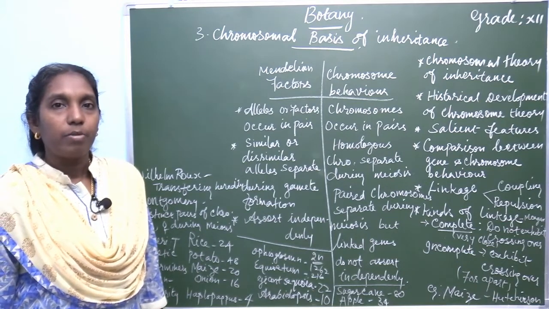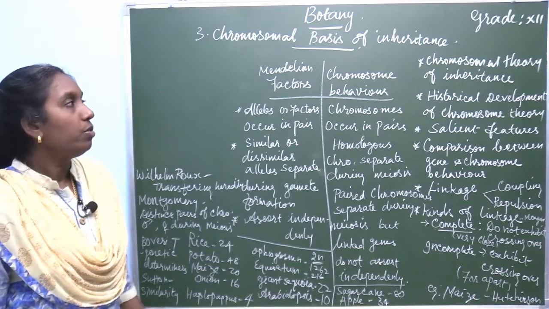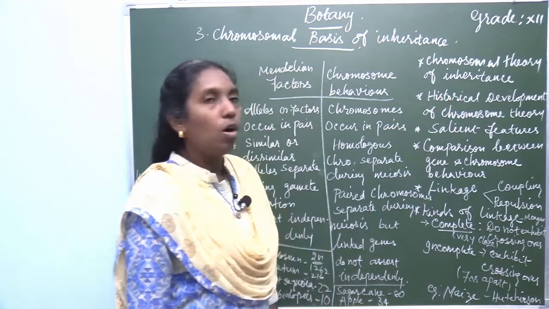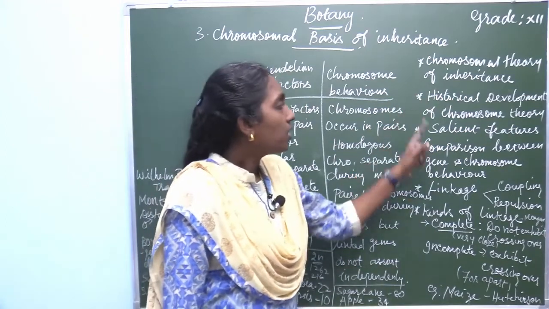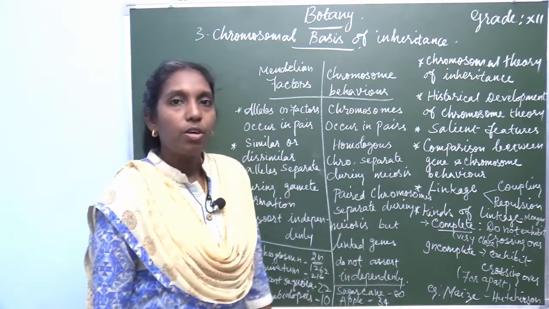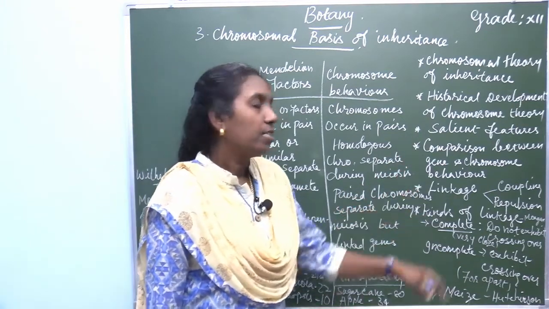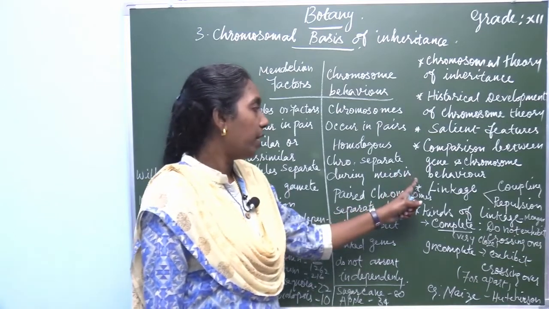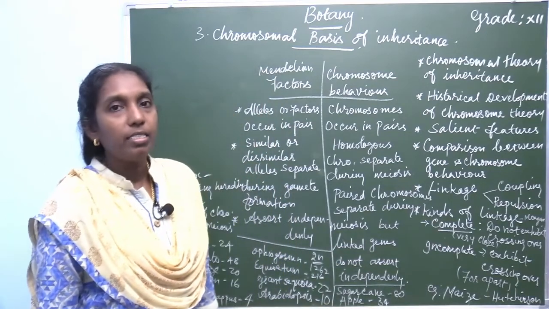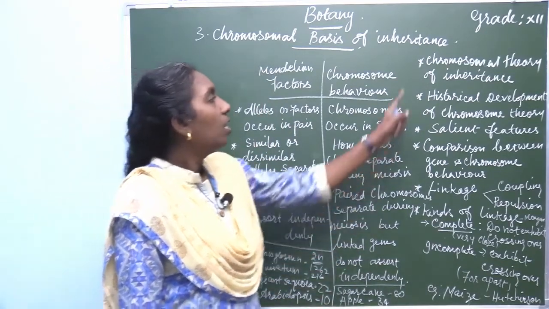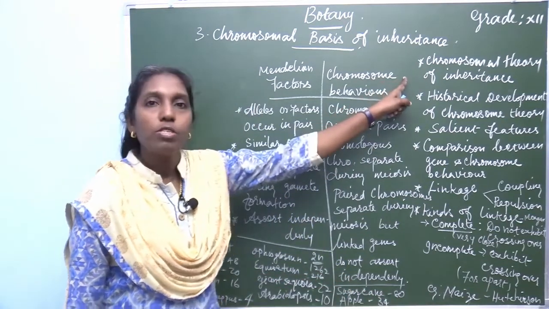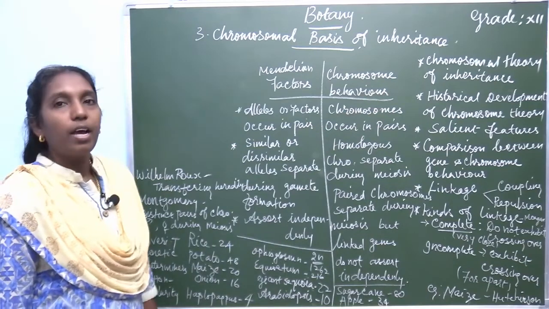Before entering into the chapter, look into the chapter outline. Chromosomal theory of inheritance, historical development of chromosome theory, salient features of chromosomal theory, comparison between gene and chromosome behavior, linkage, kinds of linkage, that is complete linkage and incomplete linkage. These are the topics you are going to cover today. Let's begin with chromosomal theory of inheritance.